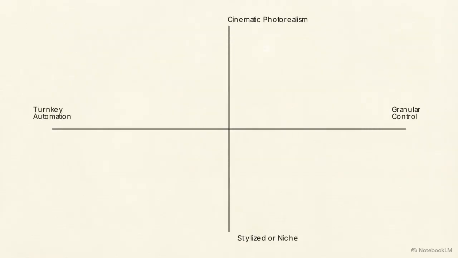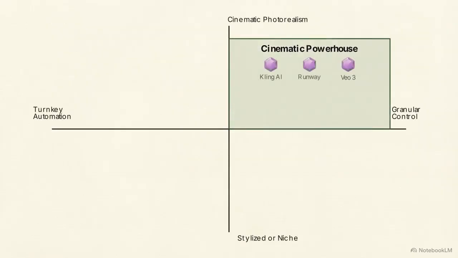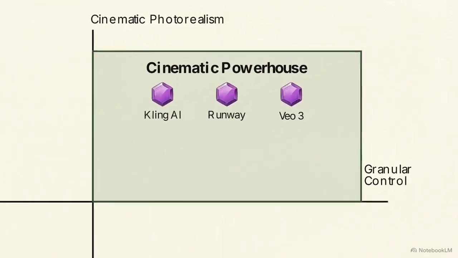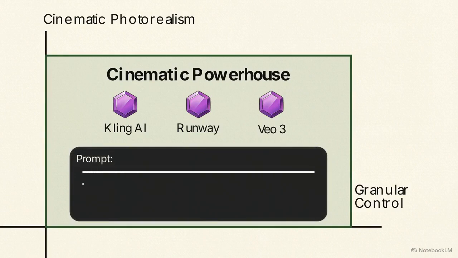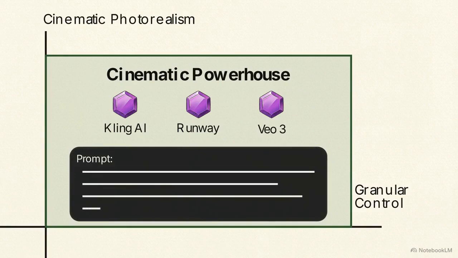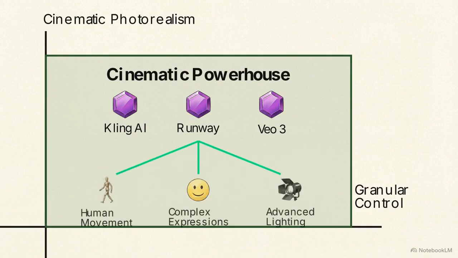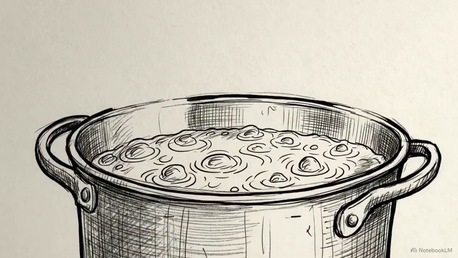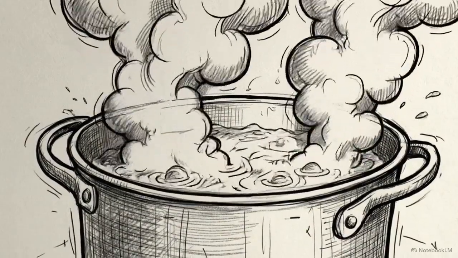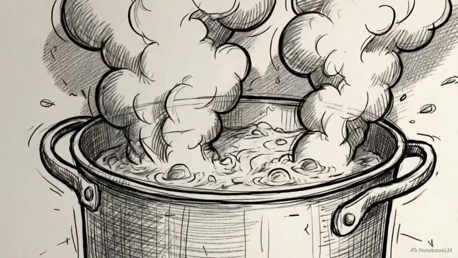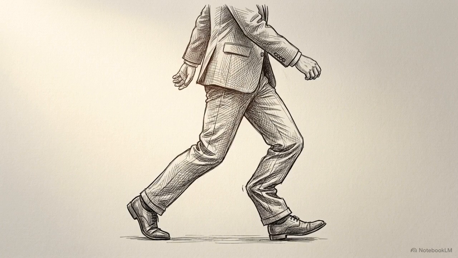Now look at the top right quadrant. This is the territory of Kling AI, Runway, and Google's Veo 3. These are the cinematic powerhouses. To get results here, you have to write highly detailed text prompts dictating lighting, camera angles, and subject matter. When these models work, the results are breathtaking. They understand natural human movement, complex facial expressions, and advanced lighting. You can get a shot of steam rising off a night market cooking pot that is indistinguishable from a high-end camera. But these models fail constantly.